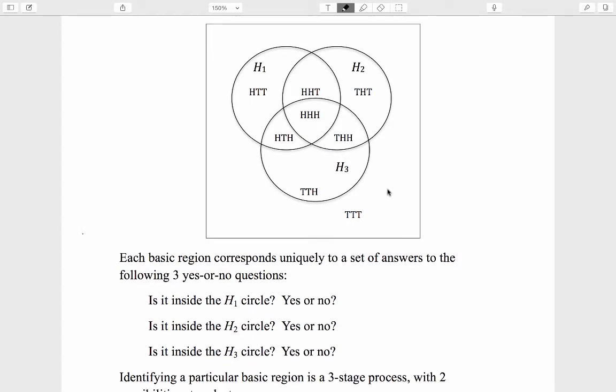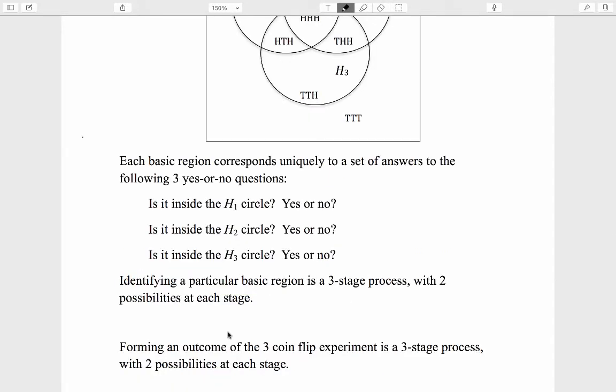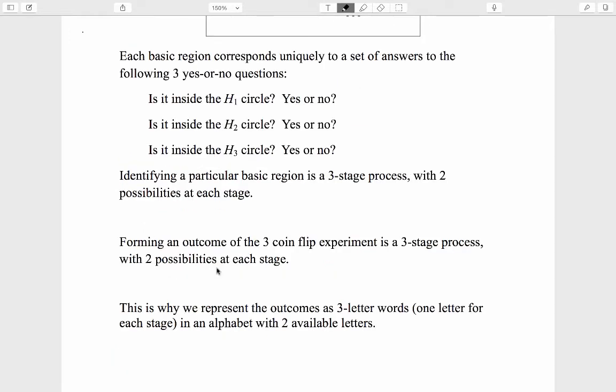So identifying a particular basic region is a 3-stage process with 2 possibilities at each stage. In exactly the same way, forming an outcome of the 3 coin flip experiment is a 3-stage process with 2 possibilities at each stage. This is why we represent the outcomes as 3-letter words with 1 letter for each stage in an alphabet with 2 available letters. Why 2 available letters? Because there are 2 possibilities at each stage.